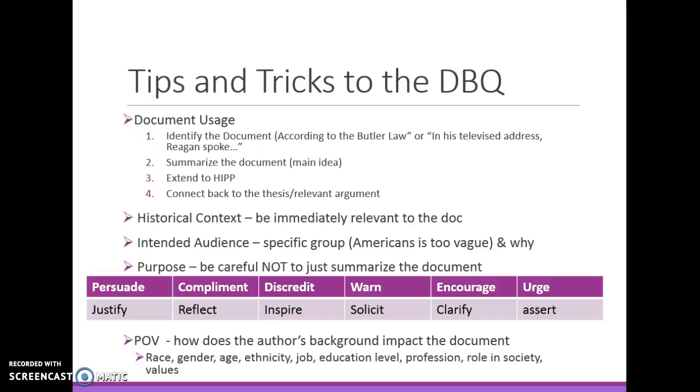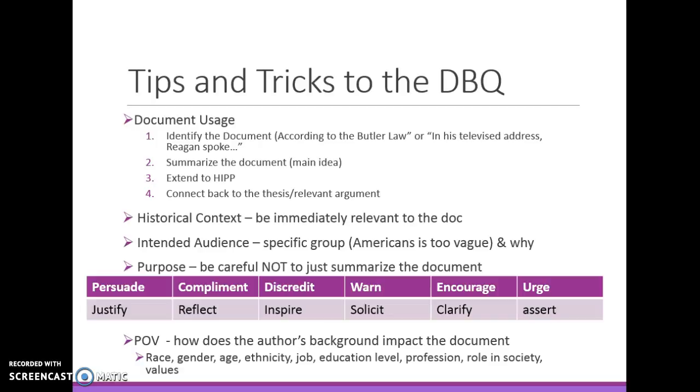Intended audience needs to be a specific group. The American public is too vague. It's too broad of an audience. Try and be more specific. Irish Americans, that's more specific. And you need to explain why that intended audience actually matters.